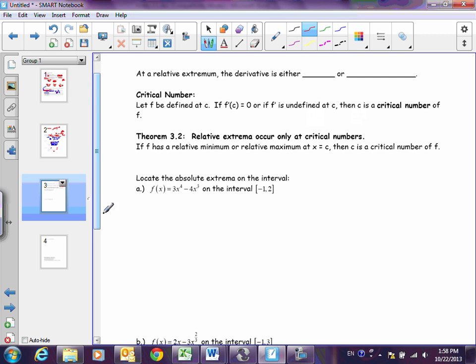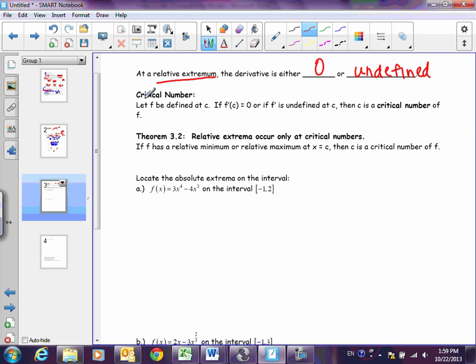So this is going to recap what we just said, which is at a relative extremum, the derivative is either this or this. What are our two options? 0 or undefined. That's always going to happen. So if the derivative is 0 or undefined, that tells us that we do have these relative extrema. They go hand in hand. Maxes and mins occur when the derivative is 0 or undefined.